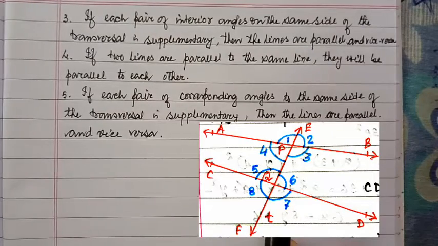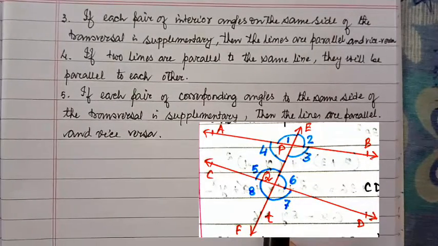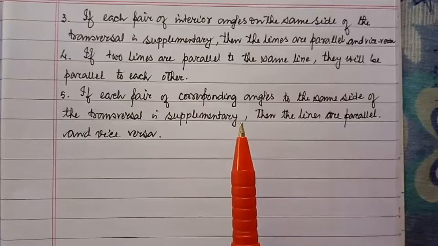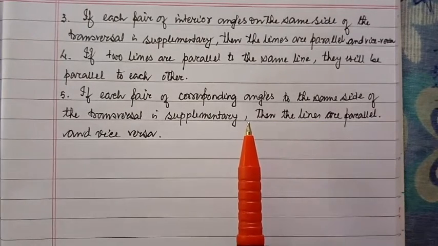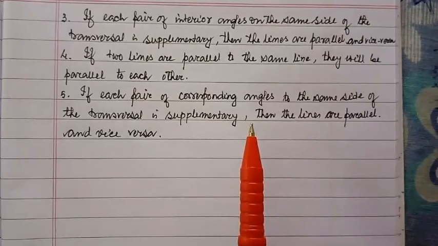Now the students should keep in mind, they must remember the conditions under which two distinct lines, whenever these two lines are intersected by a third line called the transversal, will be parallel to each other, that is, the necessary conditions that AB and CD will be parallel.